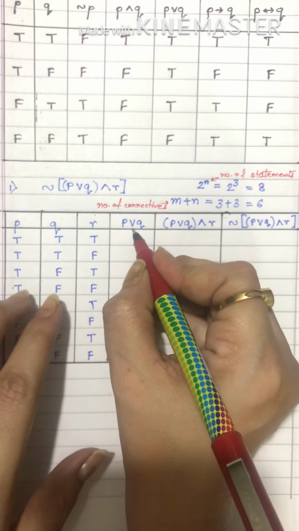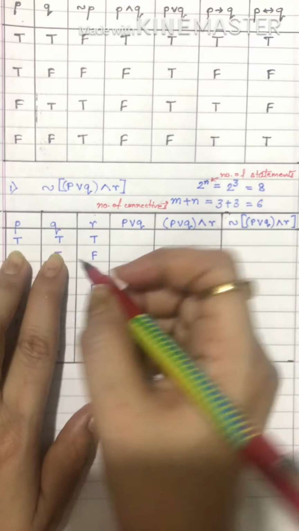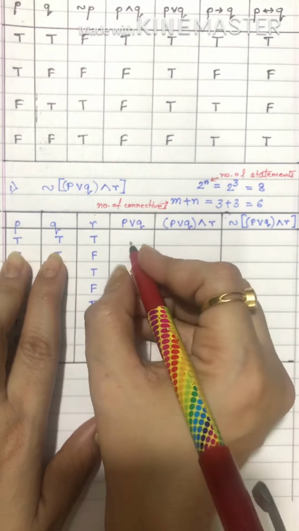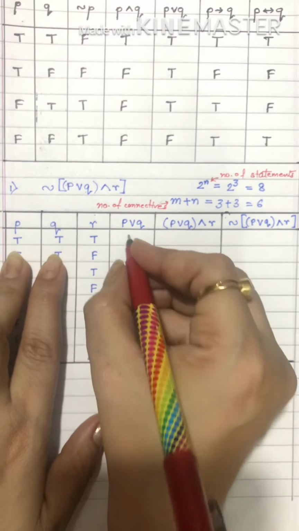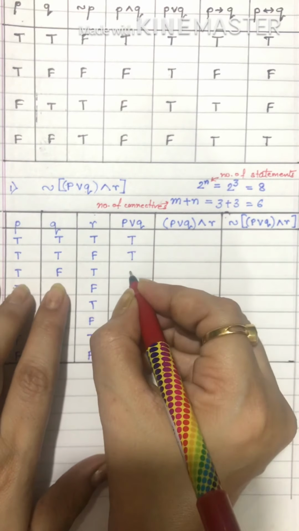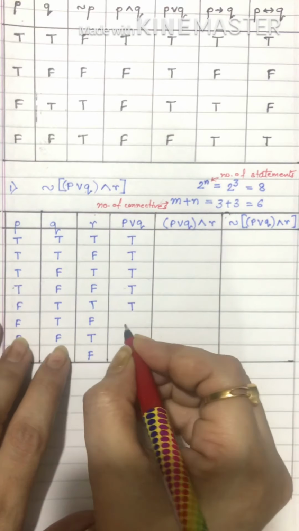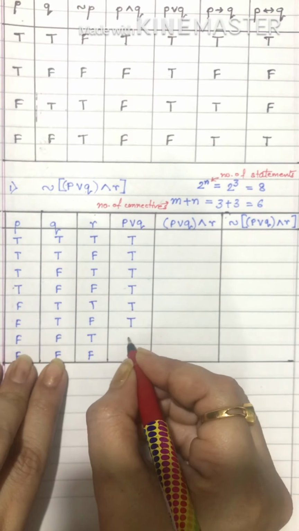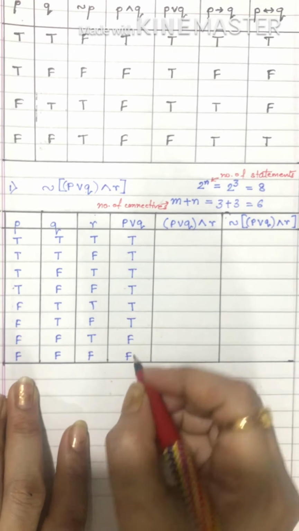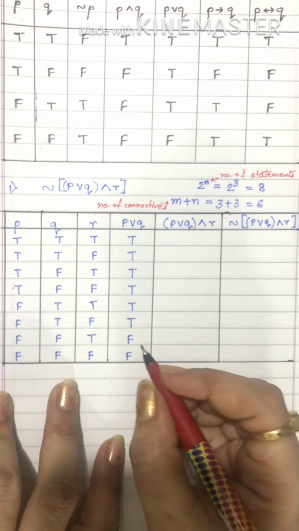Now P or Q, that is these two. Better if you use the other hand and try to write the results properly here. T and T, so 1 plus 1, 1, T. Here also T, T, T, T, and 0 plus 0, F and F. So this is the value we got for P or Q. Now when I am solving, you also check if I am going right.